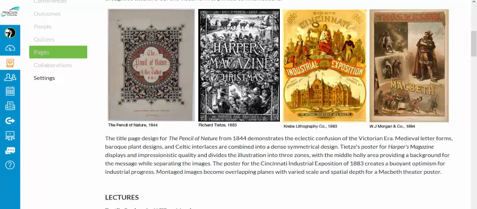And you can see some examples here of various types of Victorian graphic design, which are interesting and innovative. They may seem old-fashioned, but they were very cutting edge at the time these things were designed.